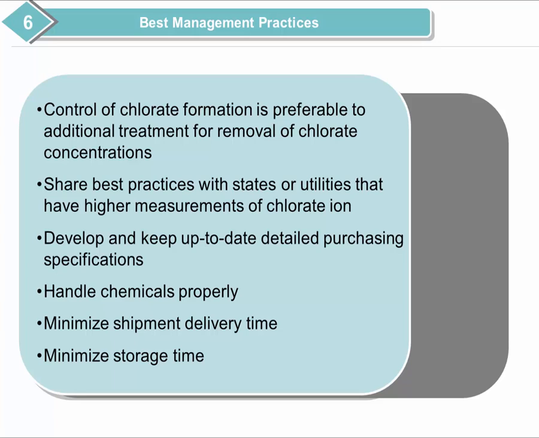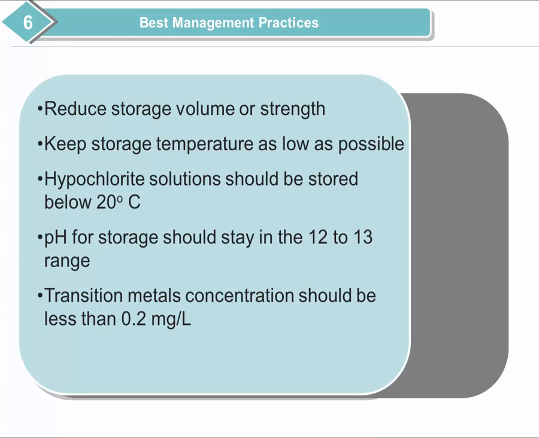Over time, bleach will naturally decompose to produce oxygen, chlorate, and perchlorate. Shorter storage times help minimize the formation of these contaminants in the hypochlorite solution. Reduce storage volume or strength if possible. Storage temperatures are important because higher temperatures speed up the chemical decomposition of bleach and the subsequent formation of chlorate. Keep storage temperatures as low as possible.